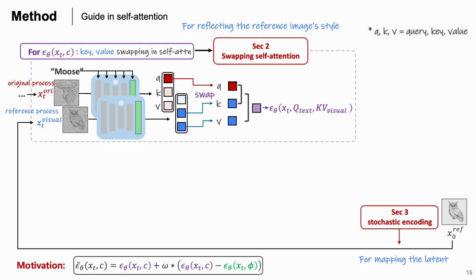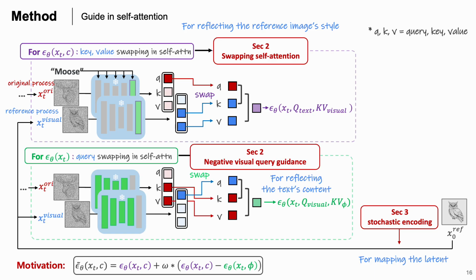Key value swapping is performed only in the up-blocks' final layers, where global high-level style features are represented. This operation reflects the style of the reference image and is critical for transferring style effectively. Despite using those selective layers, the key and value do not transfer only style elements, but also content elements. So it might cause content leakage. To address the problem, we introduce a negative visual query guidance.